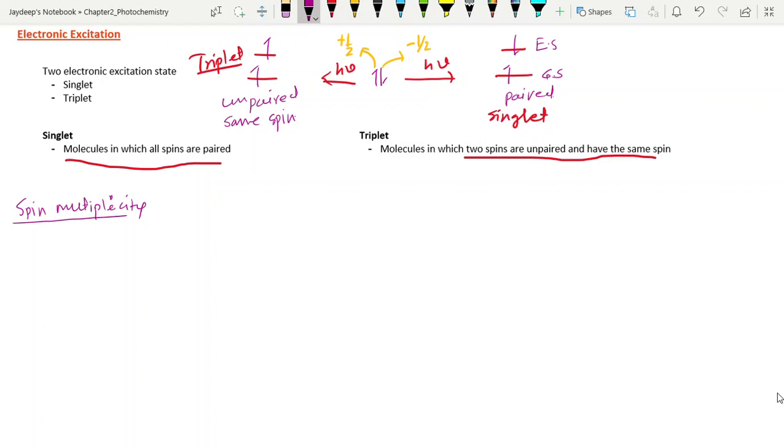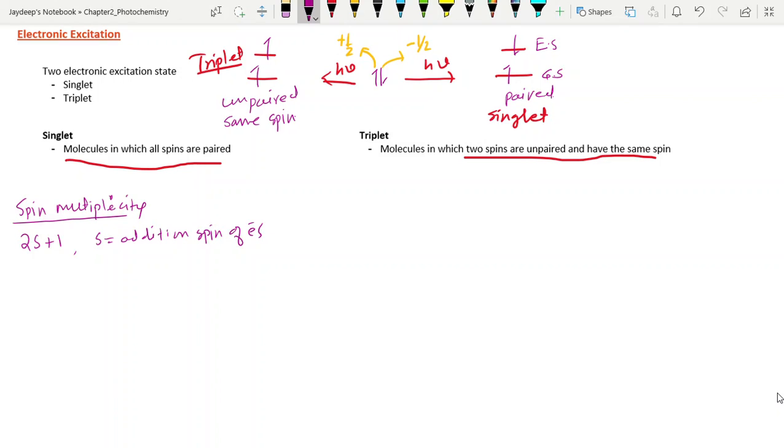Which can be calculated by using the formula 2s plus 1, where s is nothing but the addition of spin of electrons. Okay, now let us calculate for the singlet state.